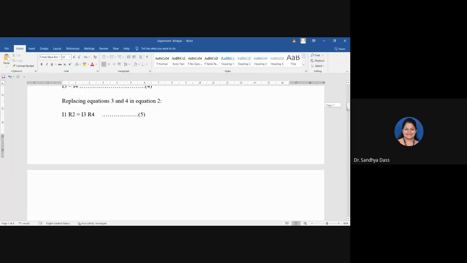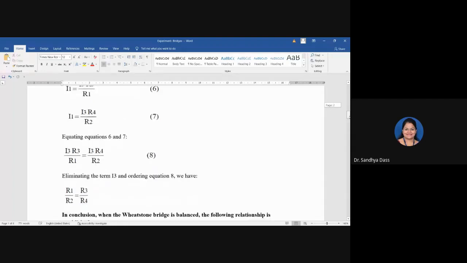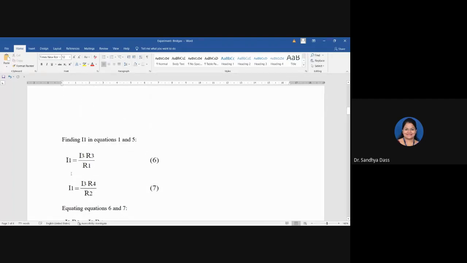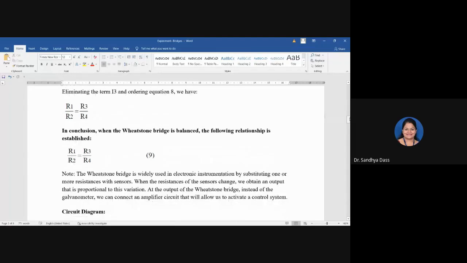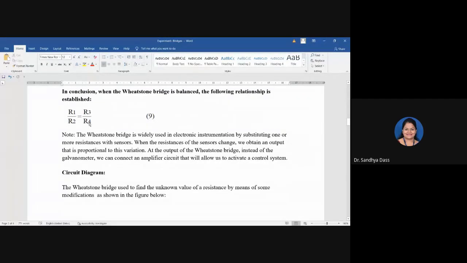Okay, I'm just showing you how we end up with the balance equation. Substituting I1, I3 in place of I2 and I4, we end up with this equation: R1 by R2 is equal to R3 by R4, which is our balance equation of the bridge. As I said, if R4 is your unknown resistance, then using this ratio, we call this the balance equation, you can find R4 or the Rx unknown resistance, right?